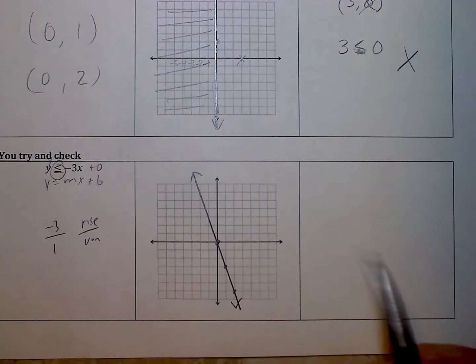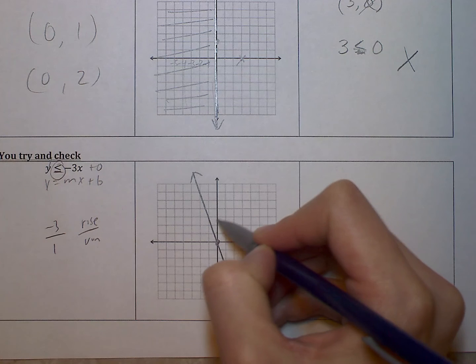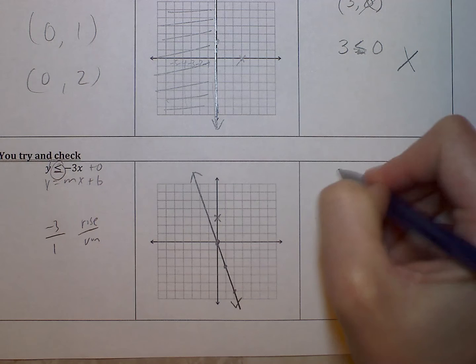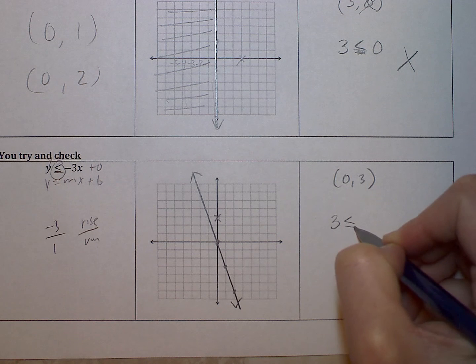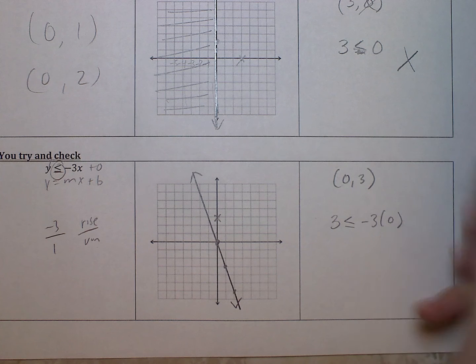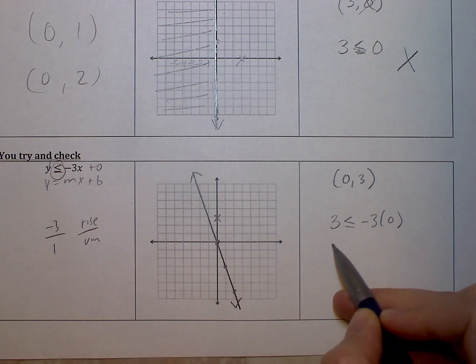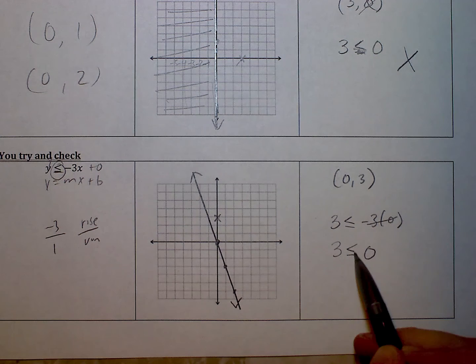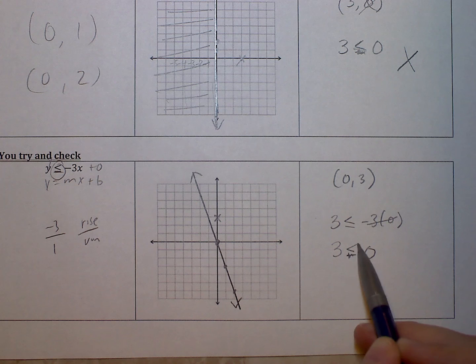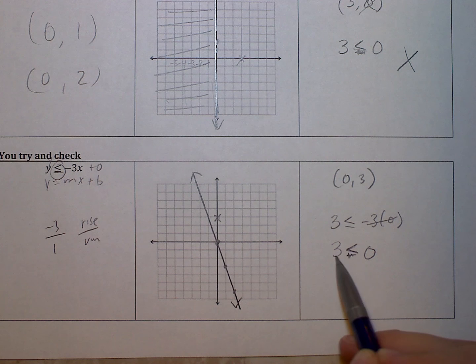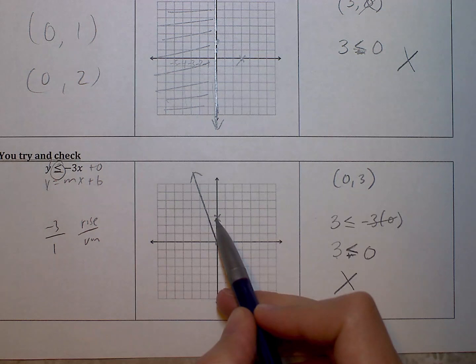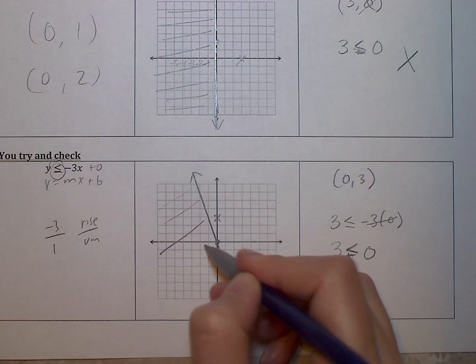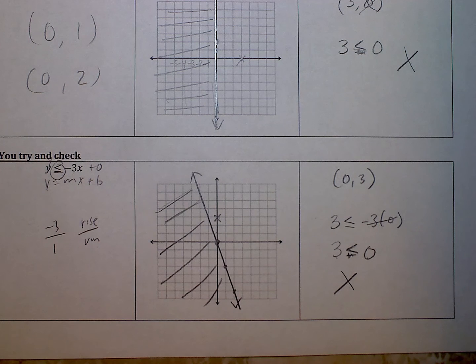And then I need to figure out which way to shade. So I'm going to plug in this point here, which is 0, 3. So y is 3. It's less than or equal to -3 times 0. Well, that's 3 is less than or equal to 0. So, is 3 equal to 0? No. Is 3 less than 0? No. 3 is more than 0, a positive number is going to be more than 0. So this is false. So I don't want to shade that direction. I'm going to shade down. And it's your turn to try these.